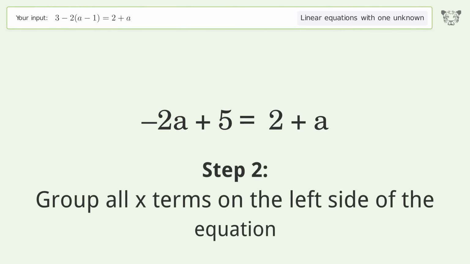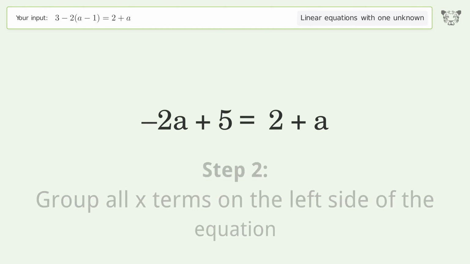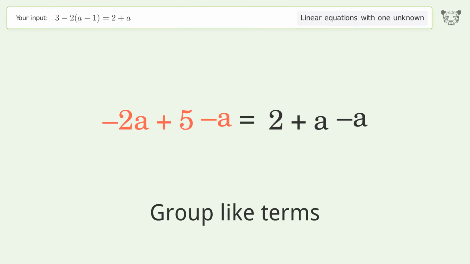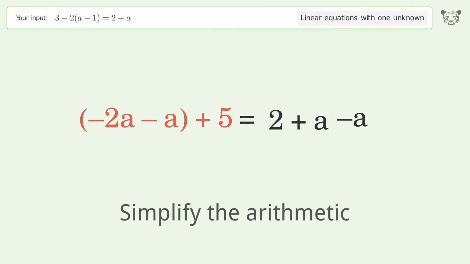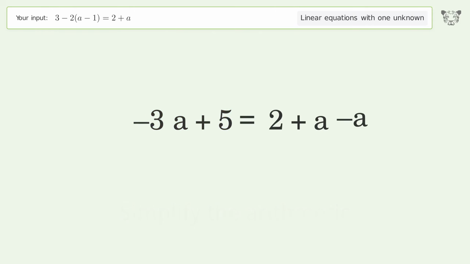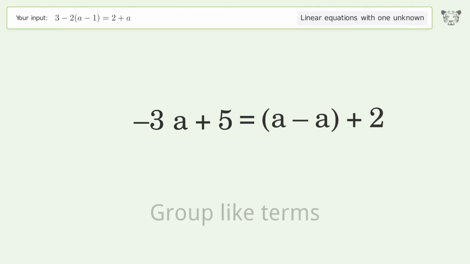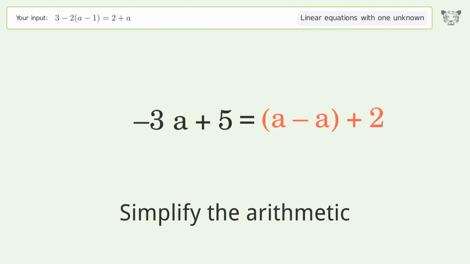Group all x terms on the left side of the equation. Subtract a from both sides. Group like terms. Simplify the arithmetic. Group like terms. Simplify the arithmetic.